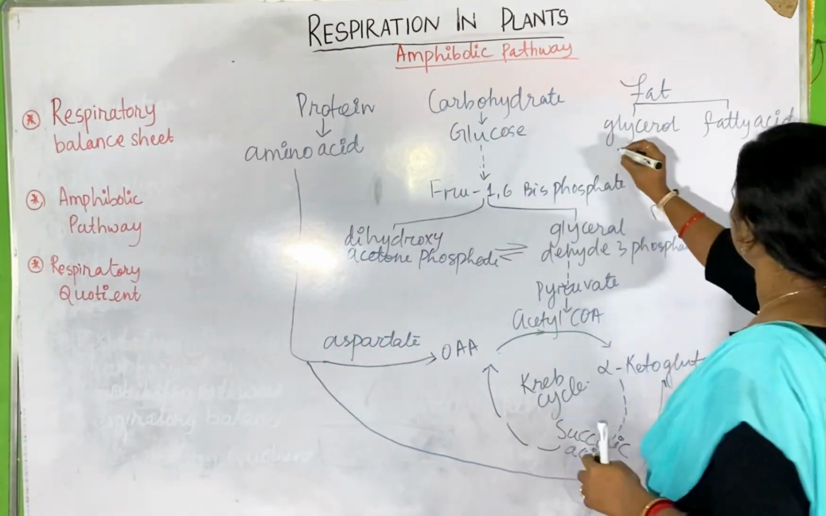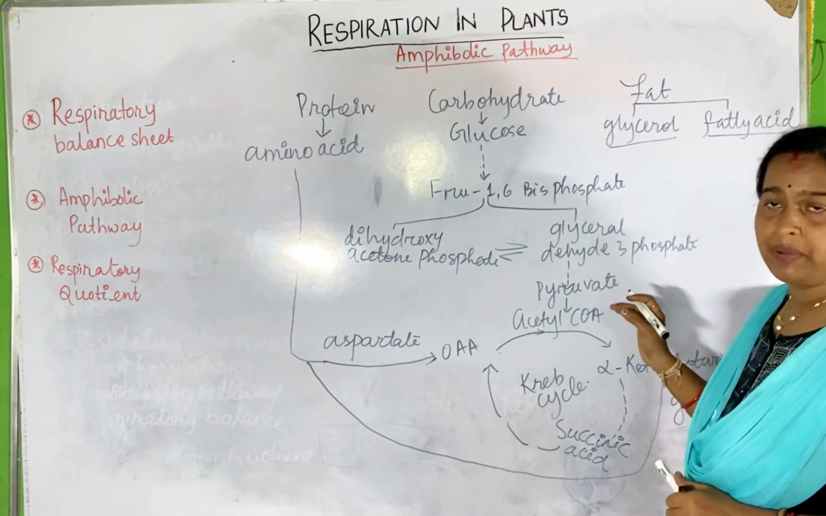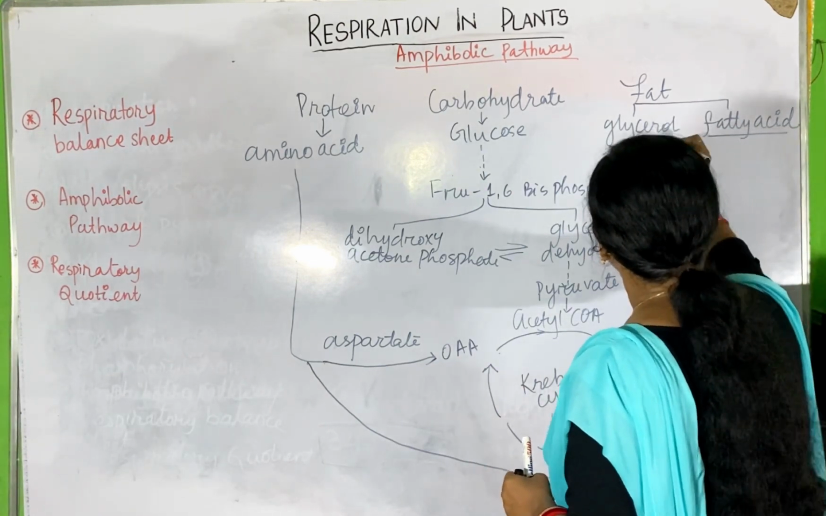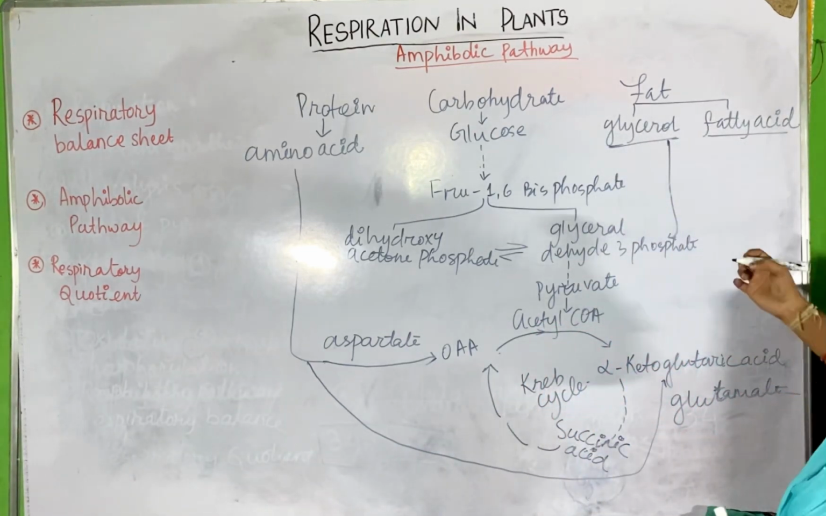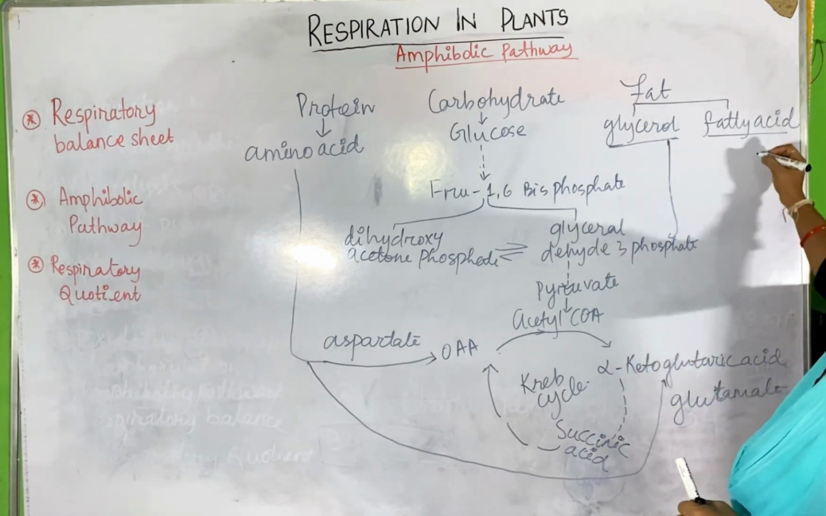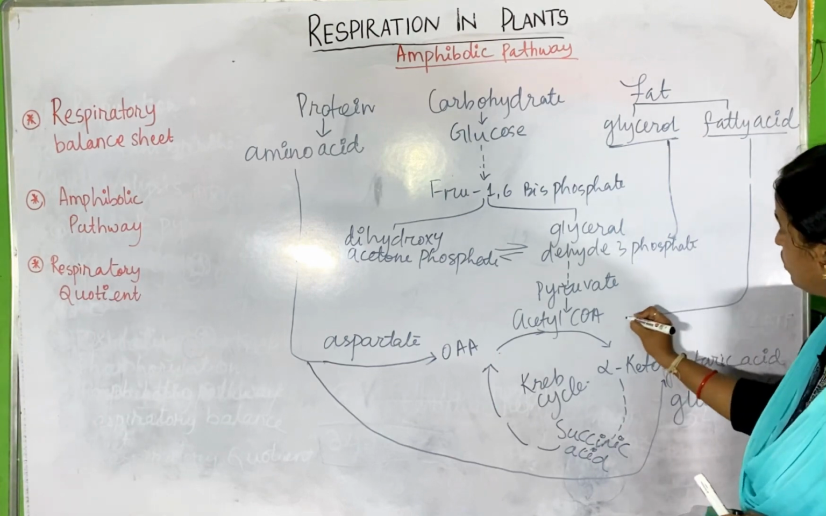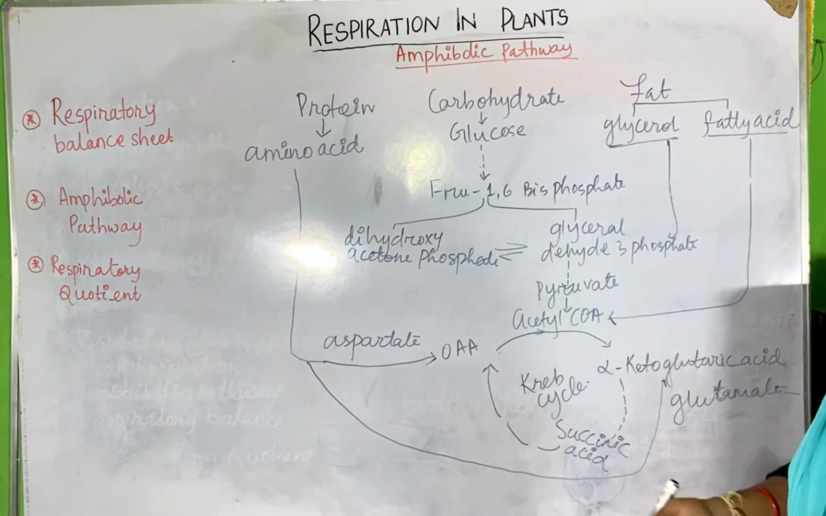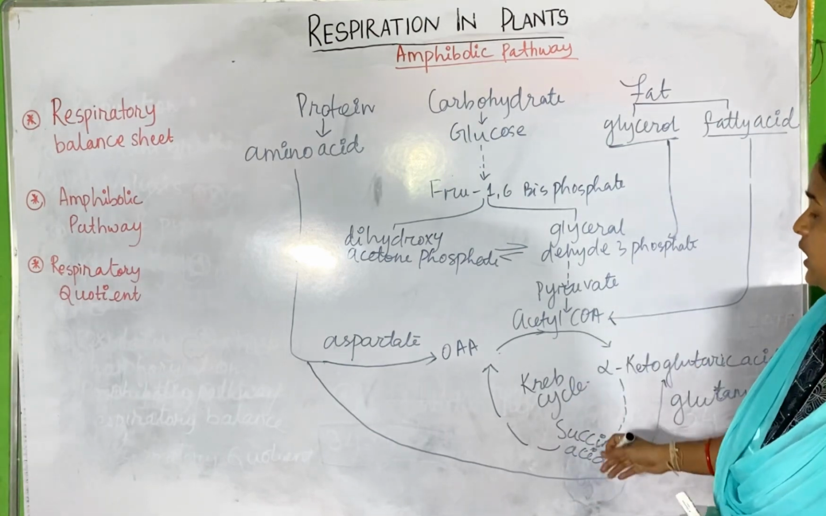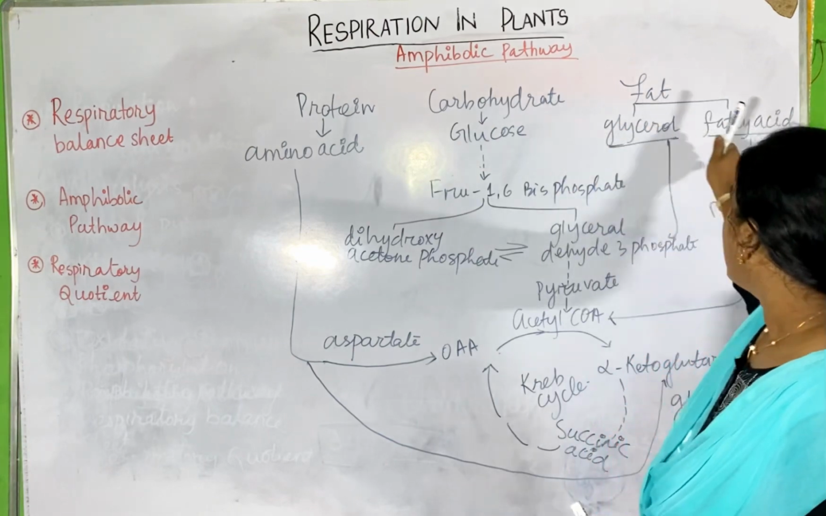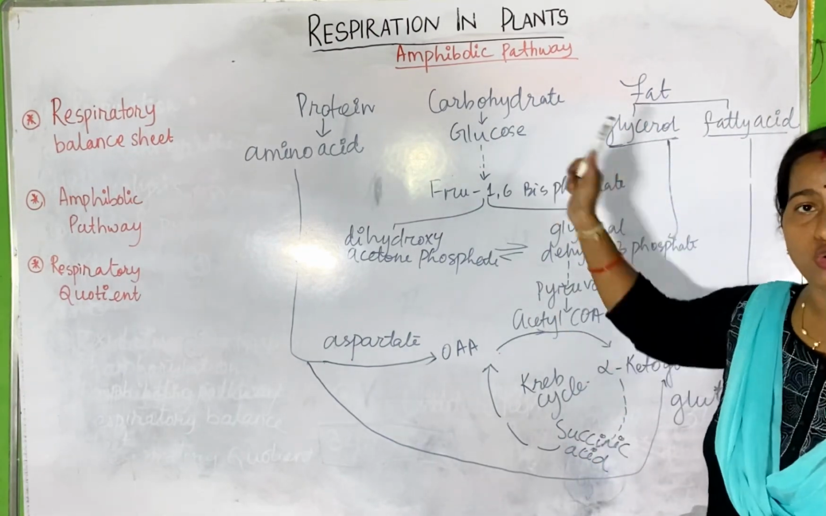And the glycerol and fatty acid also can enter the respiratory pathway. The glycerol can form glyceraldehyde 3-phosphate and enter the respiratory pathway. And the fatty acid can convert into acetyl coenzyme A, and then it will enter the pathway. So these products can also enter the respiratory pathway along with the glucose.